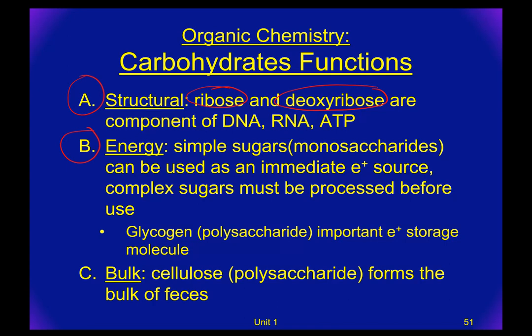So they're structural. Energy. This is the one I think everybody thinks of when they think of carbs. Simple sugars, the monosaccharides, can be used as an immediate energy source. Yes, we can consume complex sugars, but we have to actually process them into the simple sugars before we can use them. Glycogen is actually an important polysaccharide for us because it is basically an animal storage form of sugar for us. And then finally, the last function is bulk.